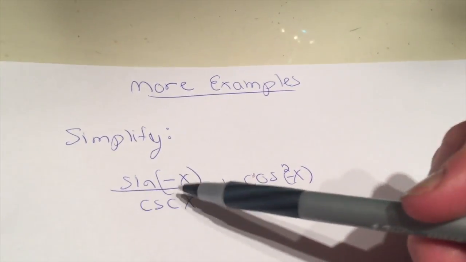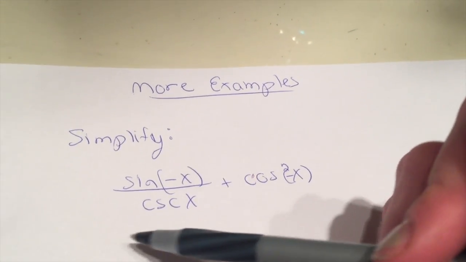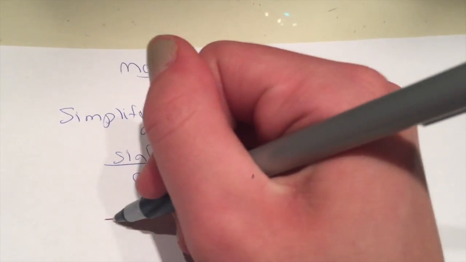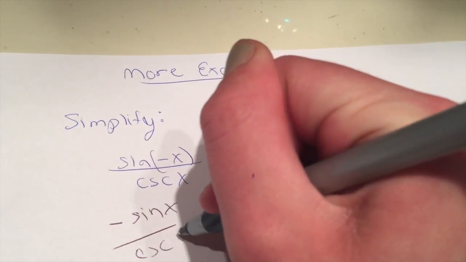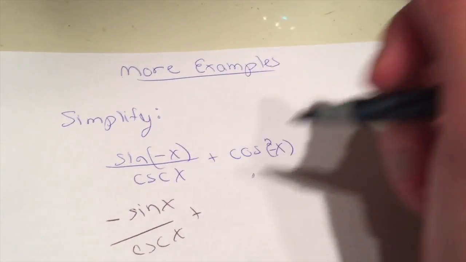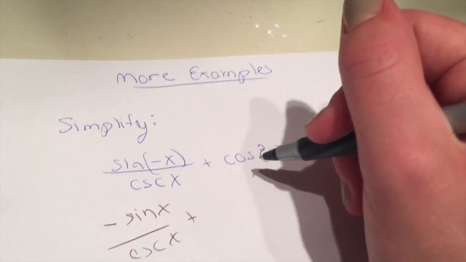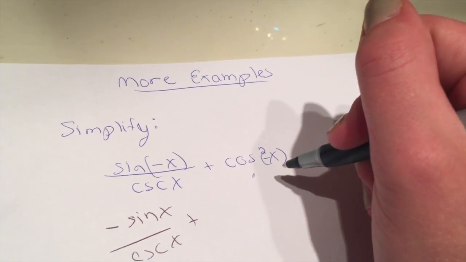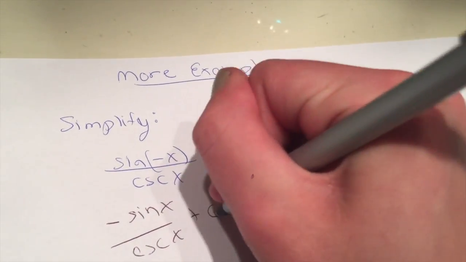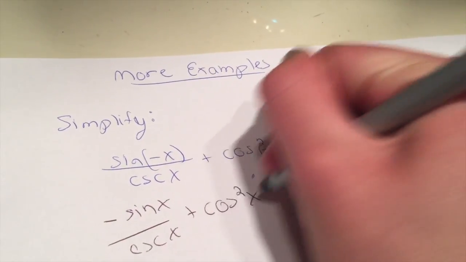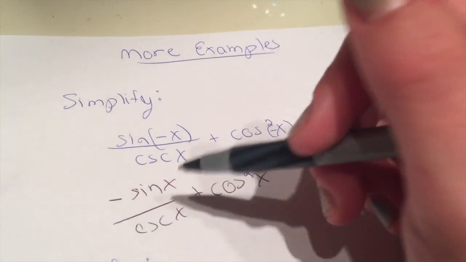Let's focus on sine negative x, which will be negative sine x by the even-odd identity. So let's write that. Negative sine x over cosecant x. And by the same identity, cosine squared negative x can just be cosine squared x, because it is made positive.